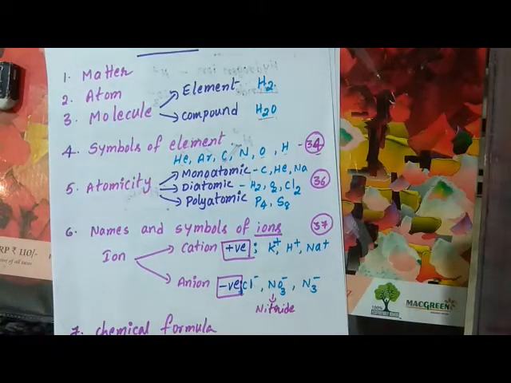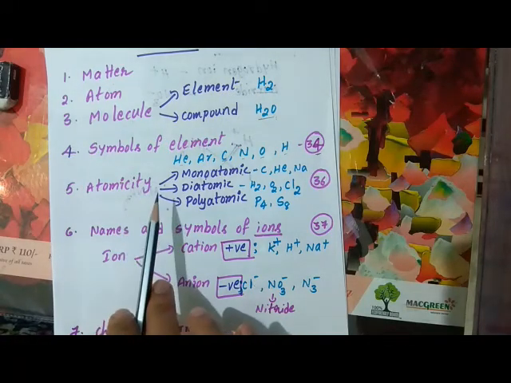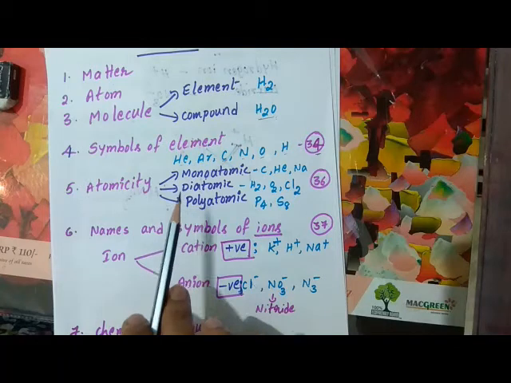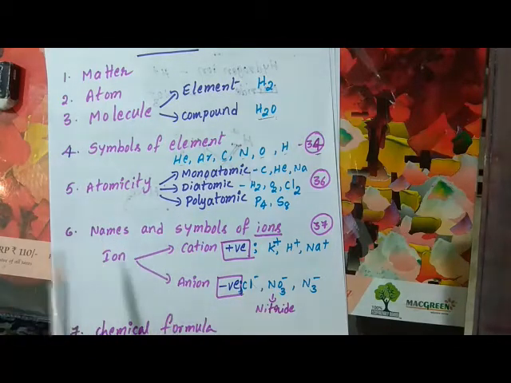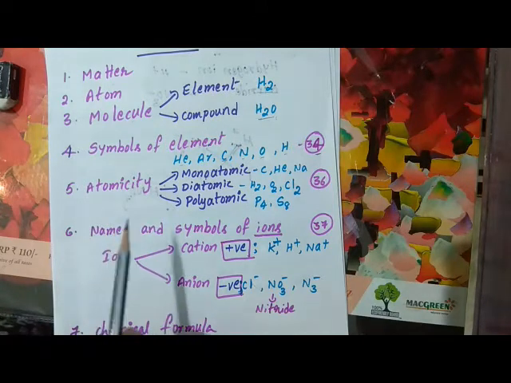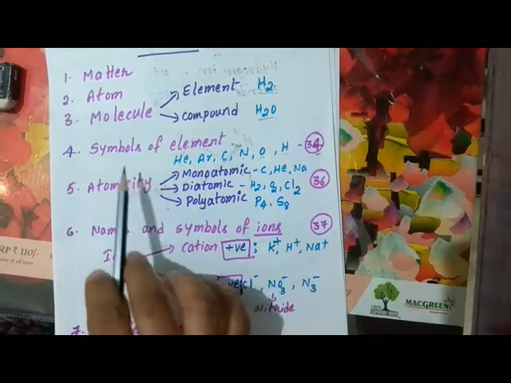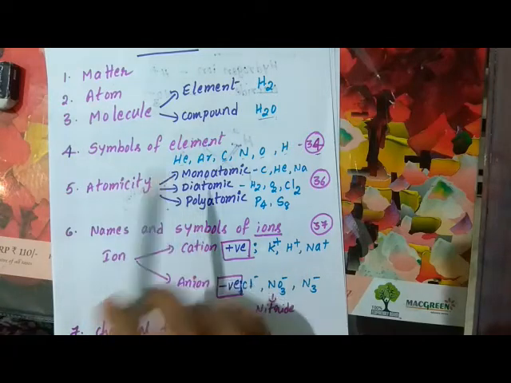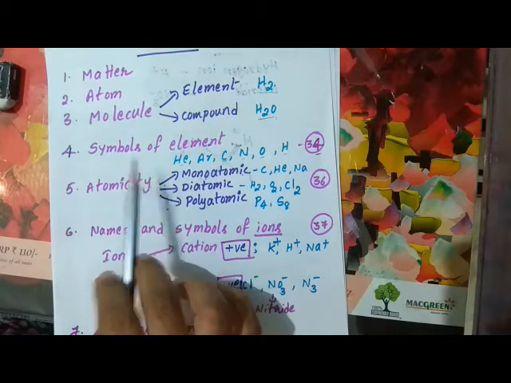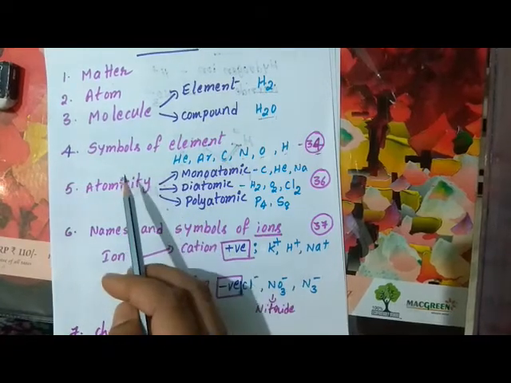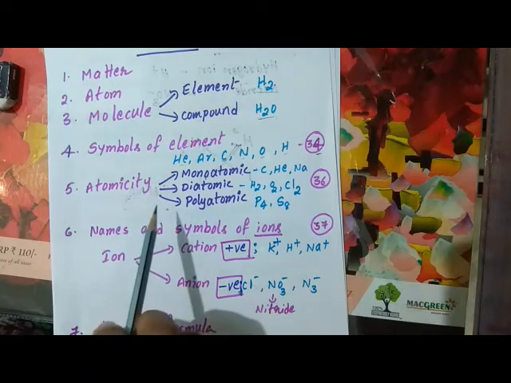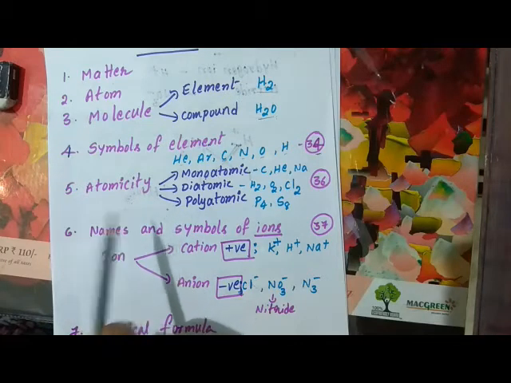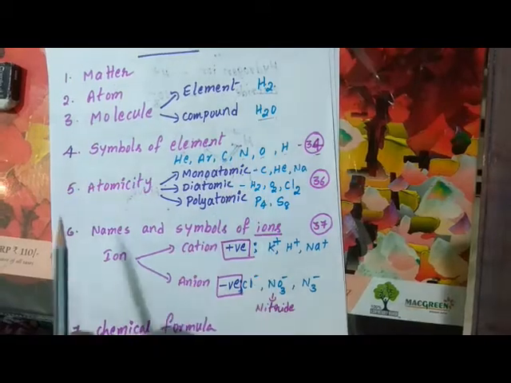Next one is atomicity. Atomicity means the number of atoms that each molecule of a substance has is called the atomicity of that particular substance. We know atoms can't exist independently, but to attain stability, they combine and form molecules. How many atoms are present in that particular molecule indicates the atomicity of that molecule.